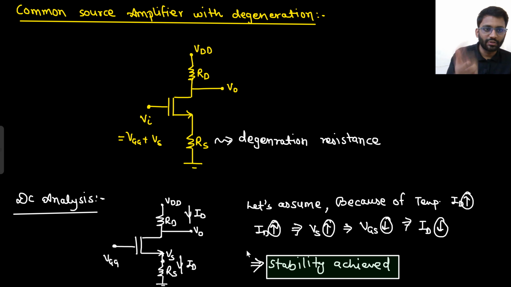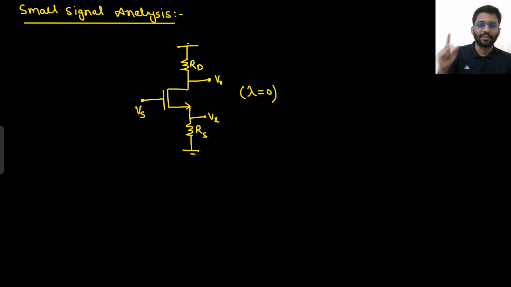Now, what will happen to small signal gain? That we will see. What will be the input resistance? What will be the output resistance? Everything we will see in the common source amplifier with degeneration. So this is the common source amplifier with degeneration.